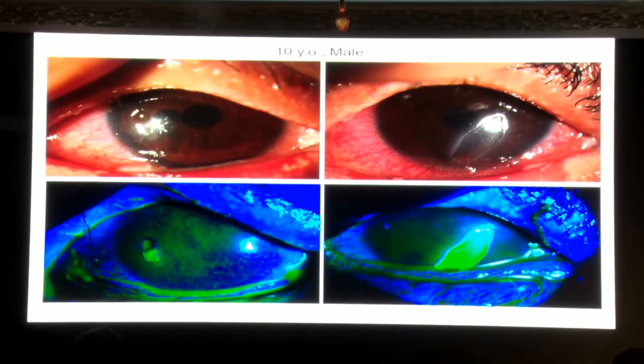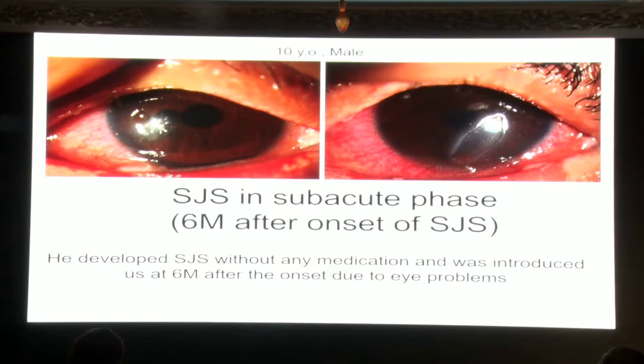This is the ocular surface of a 10-year-old male. This is also SJS, in the subacute phase, 6 months after onset. He developed SJS without any medication and was referred 6 months after the onset due to an eye problem.